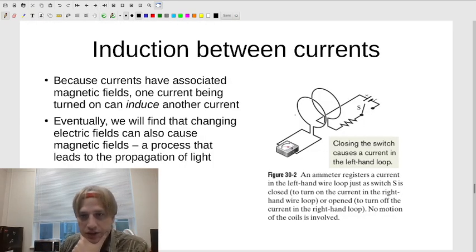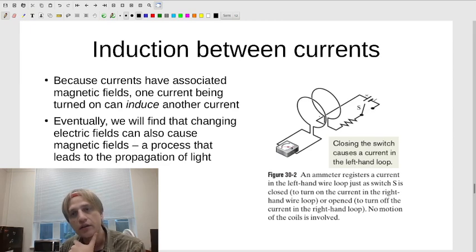Now, this is going to turn out to be even more interesting because if you take a loop of wire here and you, for instance, close this switch such that you turn this current on, it's going to create a magnetic field around that loop. But that's a change. So a changing magnetic field through this loop causes an electric field, and so you can go ahead and get a current here. Okay? So you have now induced a current with your changing magnetic field.